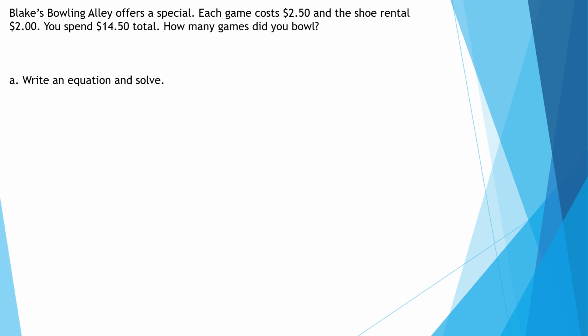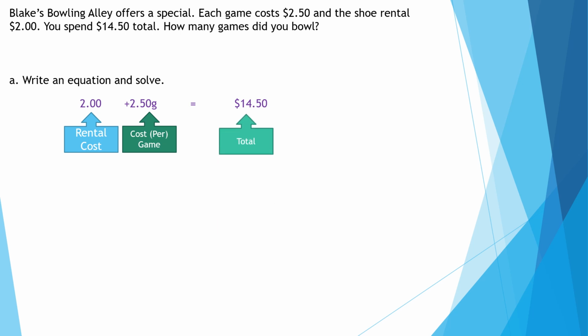So the first thing we're going to do is write an equation to solve. We're going to begin by putting what we know. We know that $2 is the rental cost. We know that 2.50 is the cost per game, so we're going to multiply it times G. And 14.50 is the total you spent altogether.